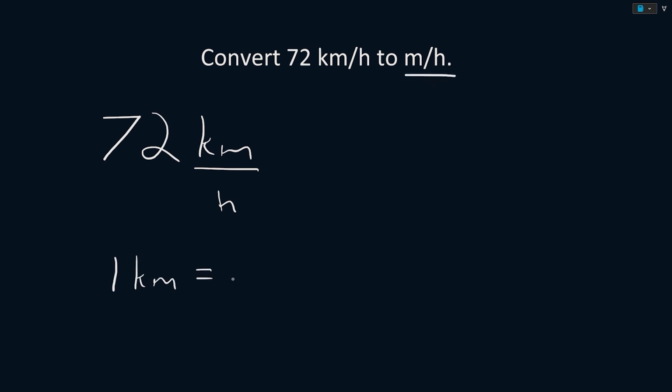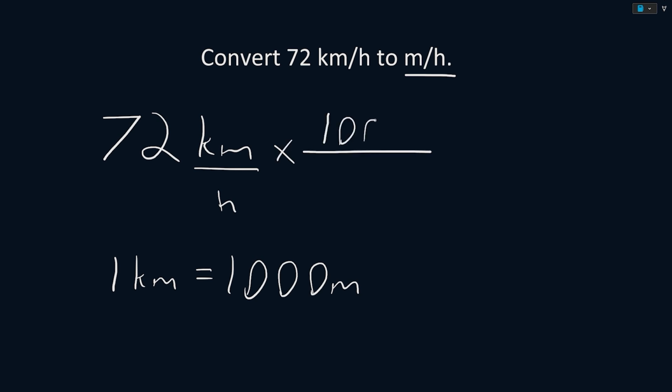Convert 72 kilometers an hour to meters per hour. We were given 72 kilometers per hour, and we want to convert them to meters per hour. We know that 1 kilometer is equivalent to 1,000 meters. So in order to convert kilometers to meters, we need to multiply through our conversion factor of 1,000 meters for 1 kilometer.